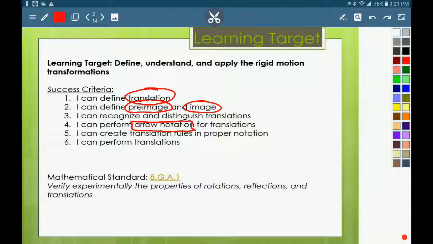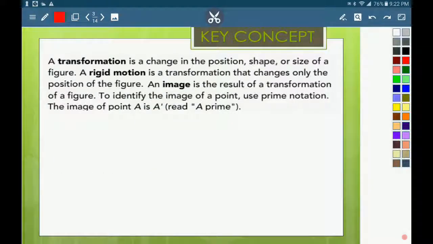And we're also going to create translation rules and use the proper notation for that. I also have that we're going to perform translations as well. We're just going to do a slight translation, but tomorrow we're really going to hone in on translating figures ourselves. So let's look at the main idea here. It says a transformation is a change in position, shape, or size of a figure. A rigid motion is a transformation that changes only the position of a figure.